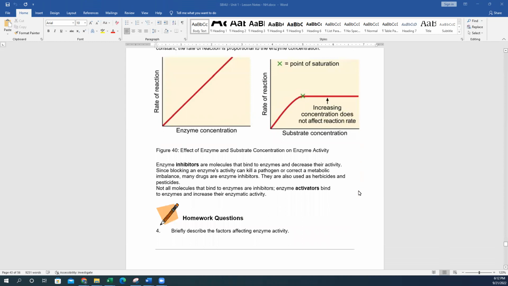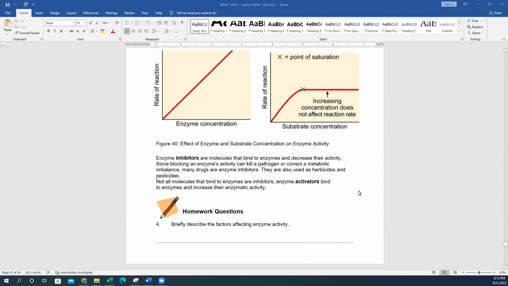We talked a little bit about enzyme inhibitors and activators. Enzyme inhibitors are the type of molecules that can bind to the enzyme and decrease its activity. And conversely, enzyme activators are the ones that bind to the enzyme and actually increase that enzymatic activity.